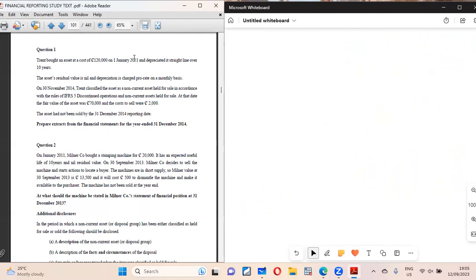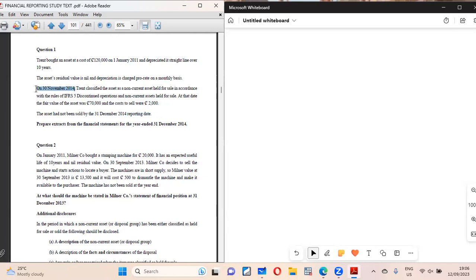So we have Trent Alexander Arnold, who bought an asset at a cost of 120,000 in January 2021 and depreciated it on a straight line basis over 10 years. The asset has a nil residual value, and the depreciation is charged pro rata on a monthly basis. So be careful. These are issues you need to take keen interest in. Now they tell you that in November 2024, Trent Alexander Arnold classified the asset as NCA held for sale in accordance with IFRS 5. At that date, the fair value of the asset was 70,000, and the cost to sell was 2,000. The asset had not been sold at the December reporting date.